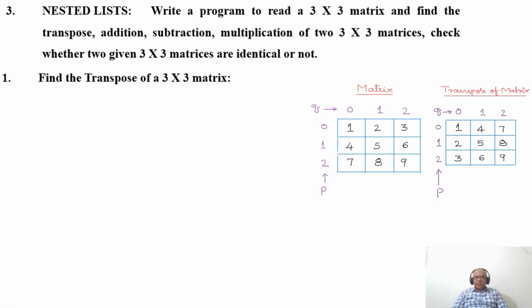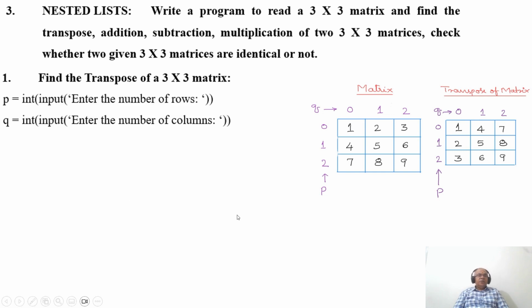Now, how do we write this program? The coding is as simple as this. First I am declaring a variable called P. In Python, whatever you give as input is always considered a string, so I need to convert that string into an integer. For that we have the int function, which is why we are giving int here. Int input, enter the number of rows. Similarly, Q is int input, enter the number of columns.